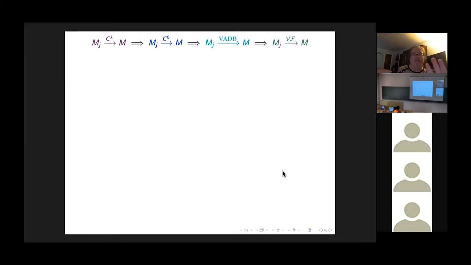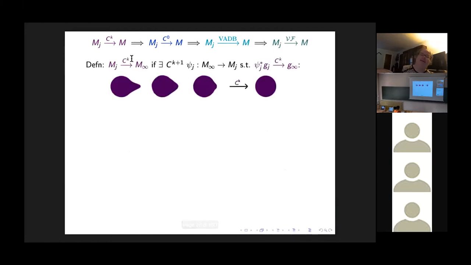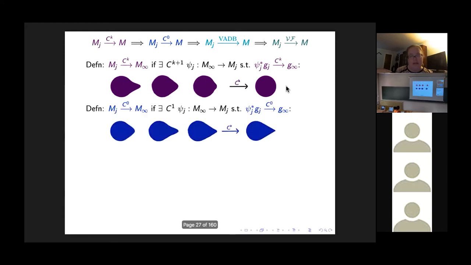All right, so we have this that I've already mentioned. I'm going to keep the color coding here. CK is purple, C0 is dark blue, VADB is teal, and this one is whatever color it is. CK convergence means you have these functions that pull back the metric tensors to G infinity, and they have CK convergence. That includes C0 convergence. The C0 limits can develop a conical singularity.